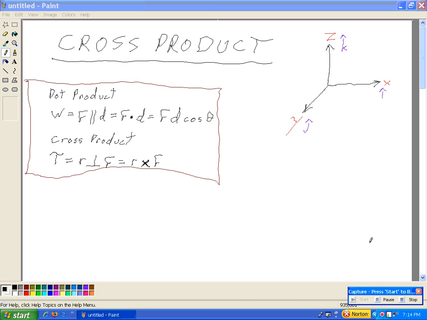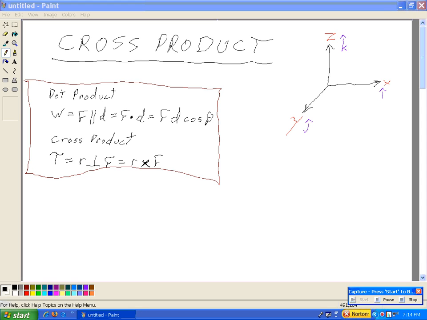So, how do you do a cross product, and what is a cross product anyway? Well, before, if you remember, we did dot products. An example of a dot product is when you take force and do the dot product of force and displacement to find the work. The idea is that with a dot product, the parallel parts are what matter.